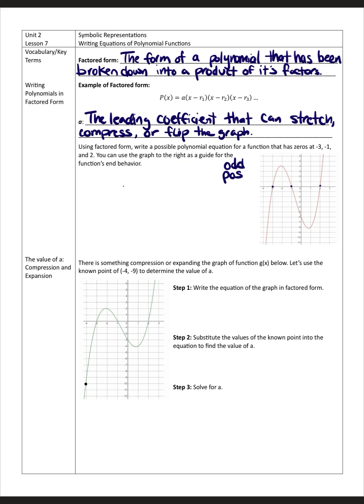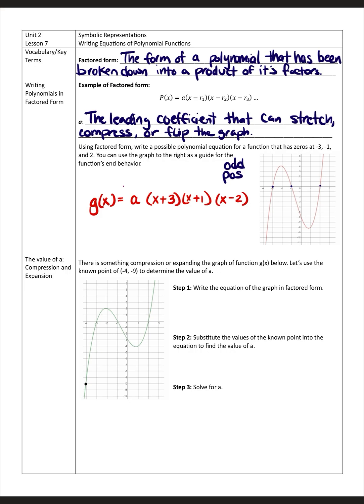So I'm going to go ahead and write the equation in factored form of this graph. So I would have g of x, because that's the name of my graph, is equal to A. We don't know what A is yet, but I do know that A is positive. x plus 3, x plus 1, and x minus 2. All right, so that's the factored form for this graph.